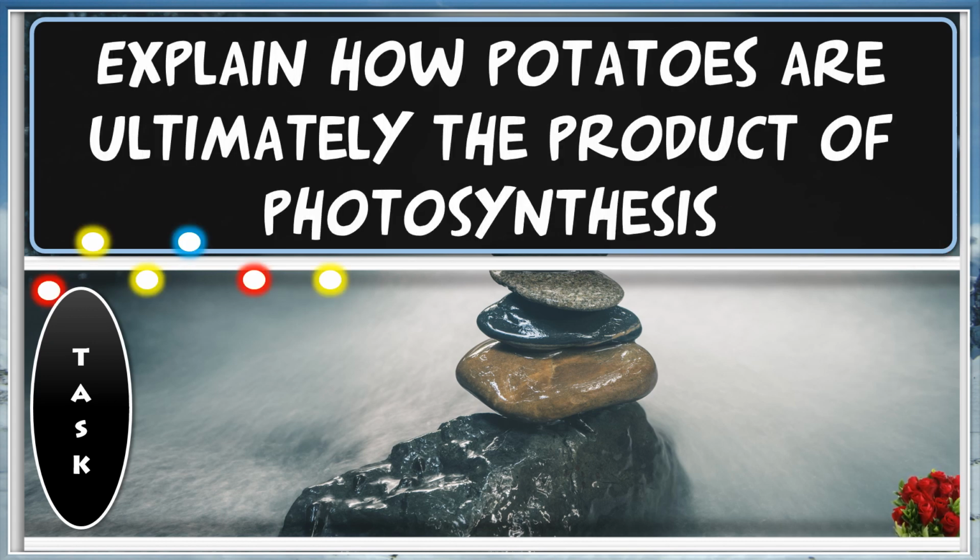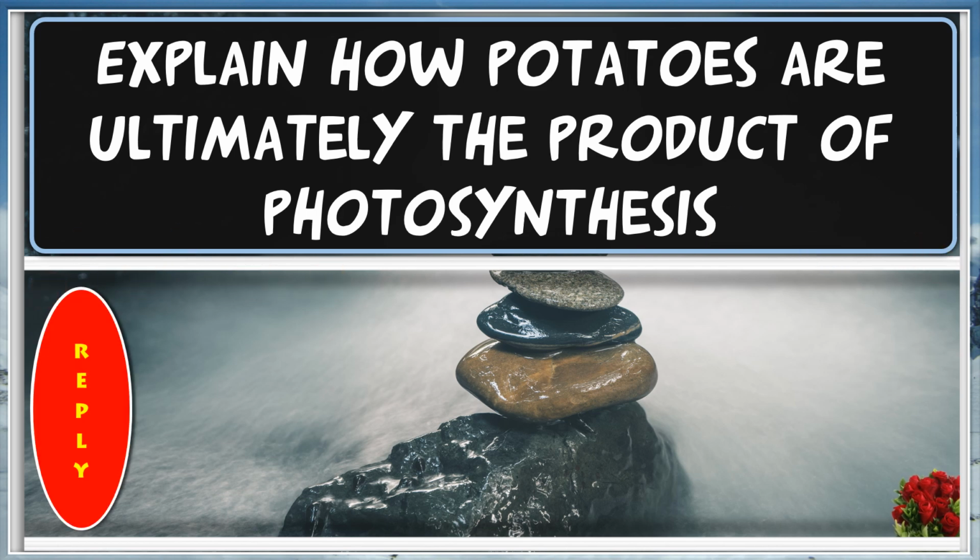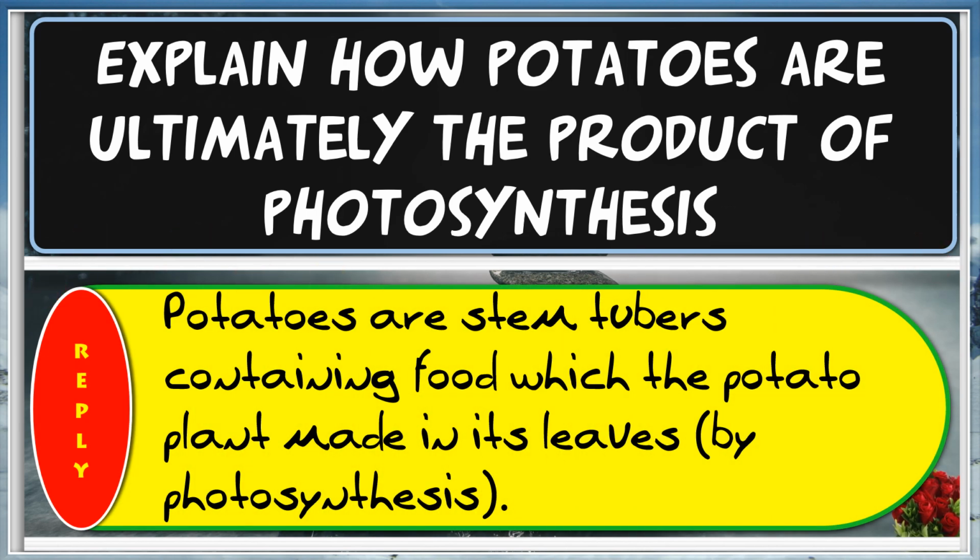Explain how grilled potatoes are ultimately the product of photosynthesis. Potatoes are stem tubers containing food which the potato plant made in its leaves by photosynthesis.